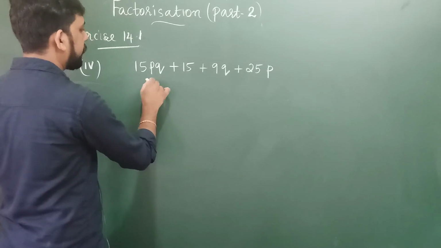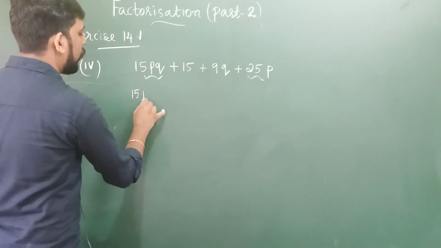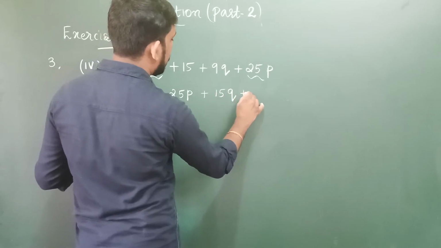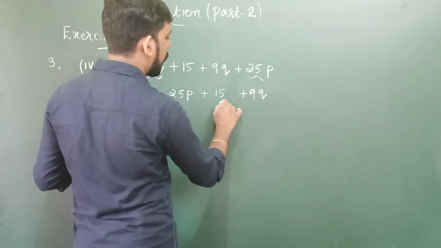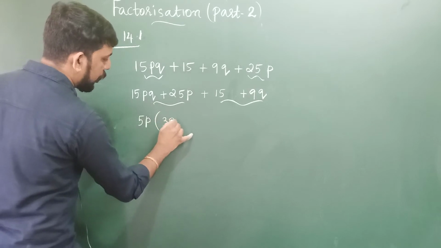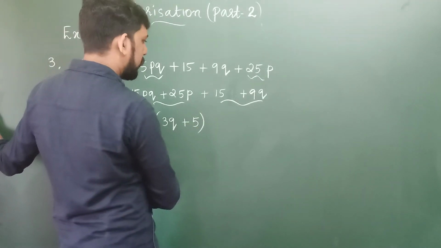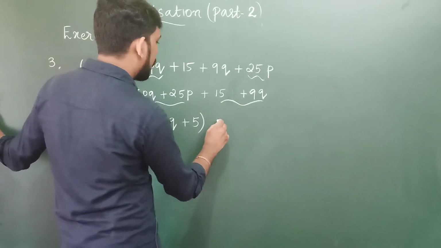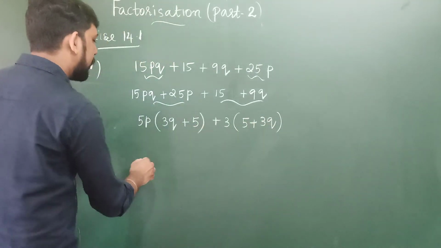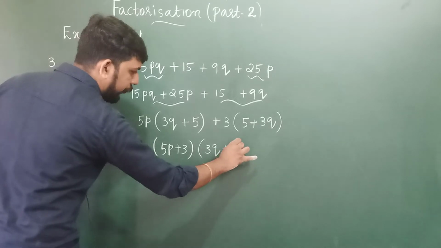So you can take this together: 15p cube plus 25p, plus 15q cube plus 9q. Which is common? 5p is common. So remaining 3p square plus 5. Common is 3q, take plus 3q outside, so you will get 5 plus 3q square. Grouping together, you will get 5p plus 3q into 3q square plus 5.